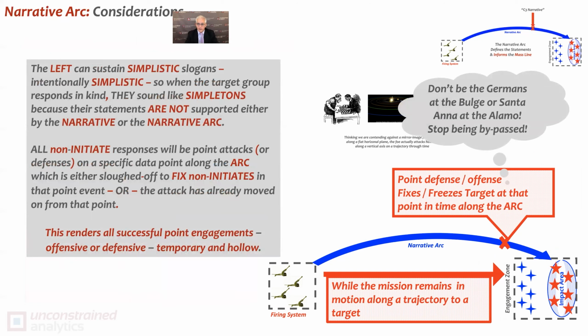Military people will understand exactly that point. The left can sustain simplistic slogans that are intentionally simplistic so that when the target group, when you respond in kind, you sound like a simpleton. Because when you do it, your statements are not supported by the narrative and they're not supported by the narrative arc. But their simplistic statements are supported by the narrative arc. The narrative defines what they say, so a simple Twitter line can mean something.